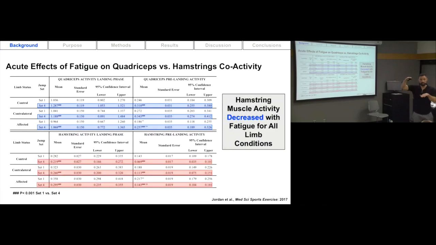Associated with this increase in quadricep activity was a decrease in hamstring activity. So quadricep activity goes up, hamstring activity goes down in that pre-landing phase. And again, the tie back is potentially, in other athlete populations, that's something that's been presented as an ACL injury risk factor.